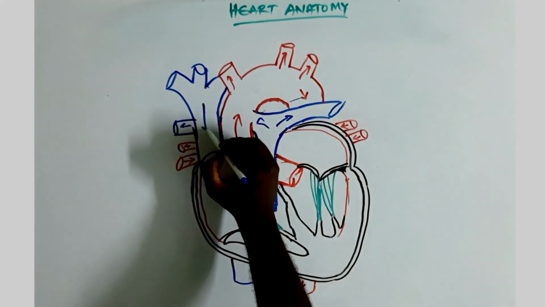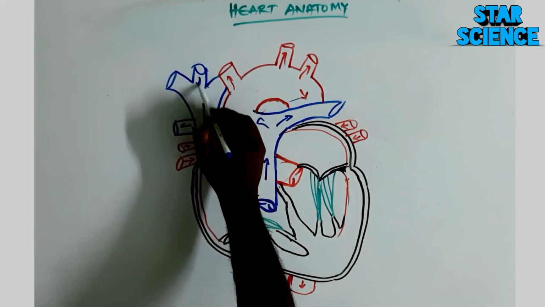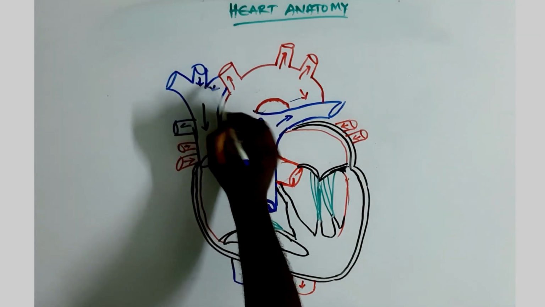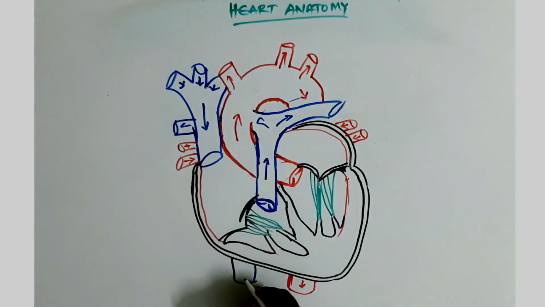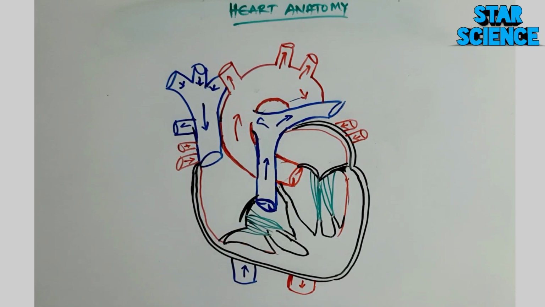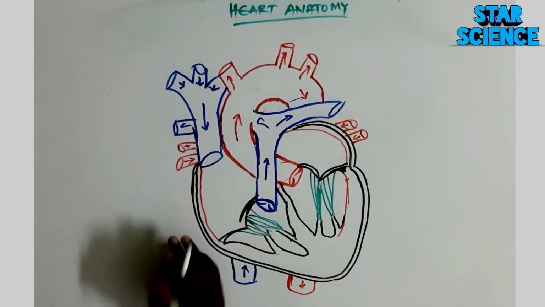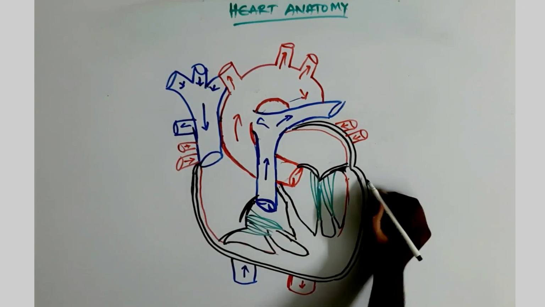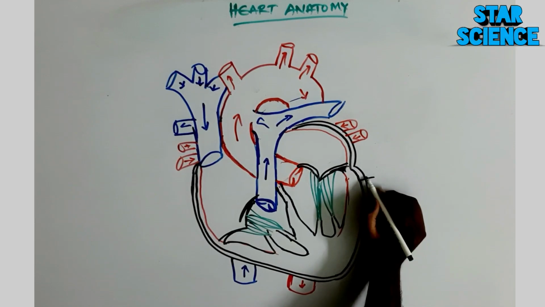Of the heart, atrioventricular valves: the left is known as the bicuspid valve, and the right is known as the tricuspid valve, which is used to prevent backflow of blood into the atria. Secondly, the semilunar valve present at the opening of the pulmonary artery is known as the pulmonary valve. The semilunar valve present at the opening of the aorta is known as the aortic valve, to prevent backflow of the blood into the ventricles.